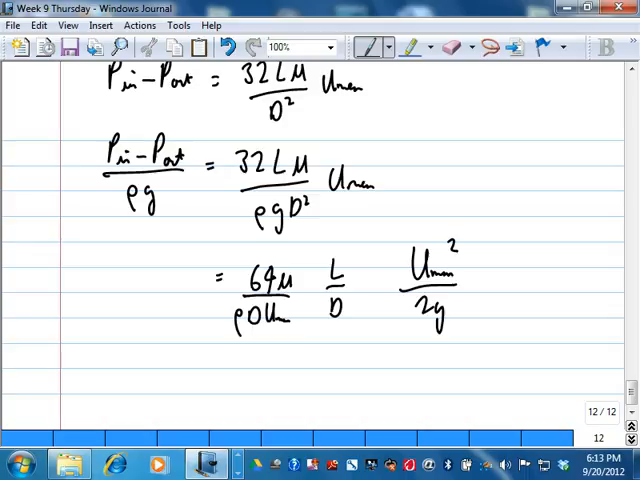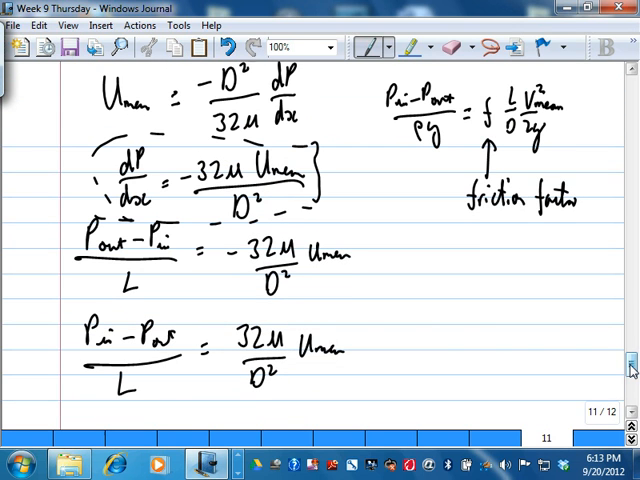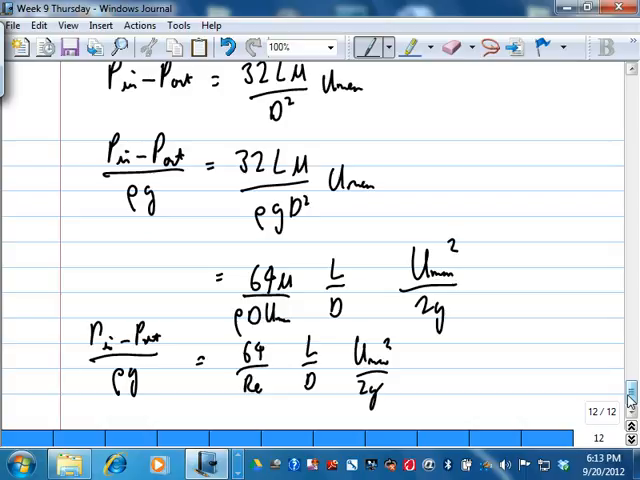If some of you are sharp, you realize this is already rho V D over mu, your Reynolds number. So it's equal to 64 over Re, L over D, u mean squared over 2G. P in minus P out over rho G. So this equation looks exactly the same as that. Hopefully you believe me, I didn't pull anything. Everything is accounted for. I didn't create anything or hide anything. So for laminar flow, that is your f.